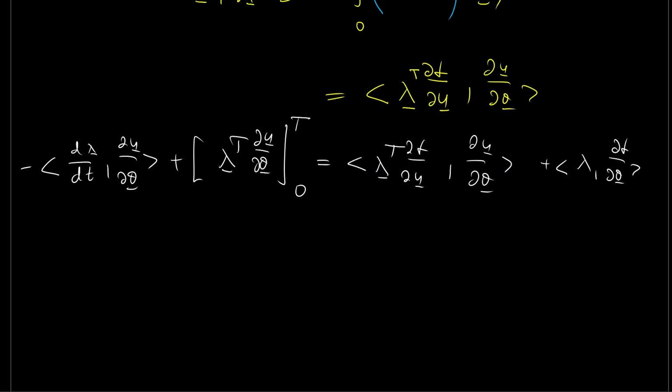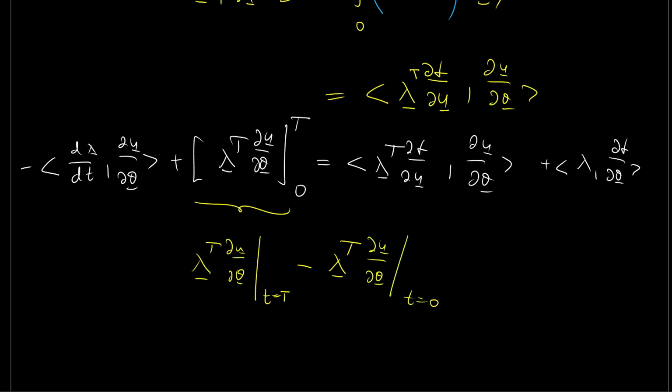of integration, and let me write it down with the limits written out. So essentially what we have here is lambda transpose times the Jacobian we do not want, u with respect to theta, evaluated at t equals capital T. So we will start with the upper limit first, and then subtract the lower limit, which is lambda transpose and the Jacobian we do not want, evaluated at t equals 0.